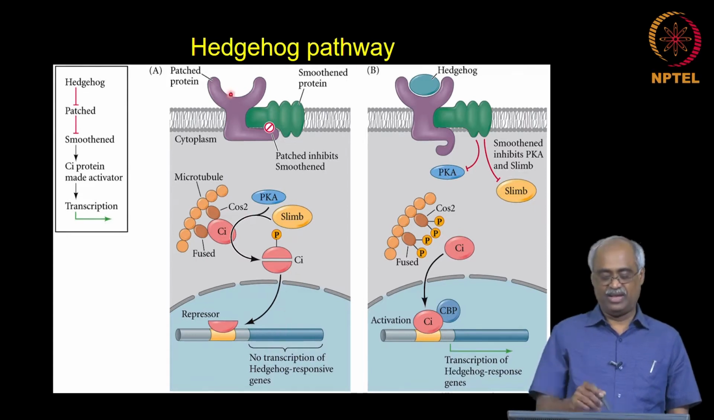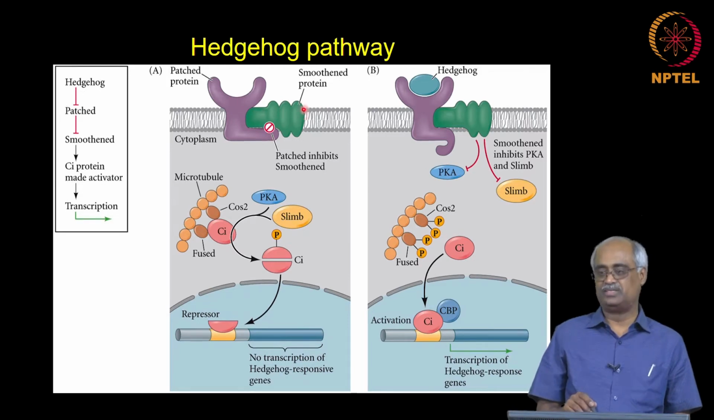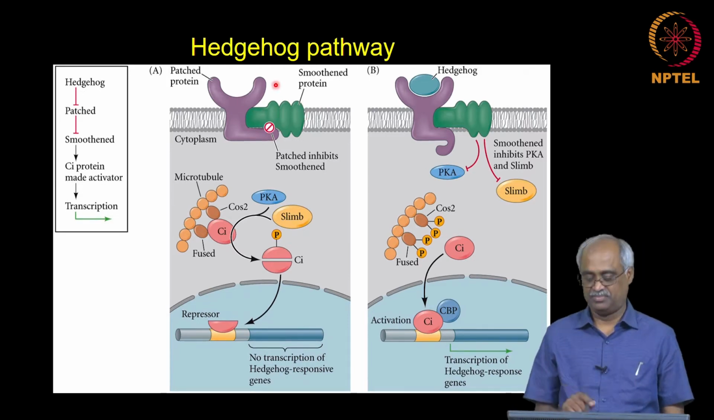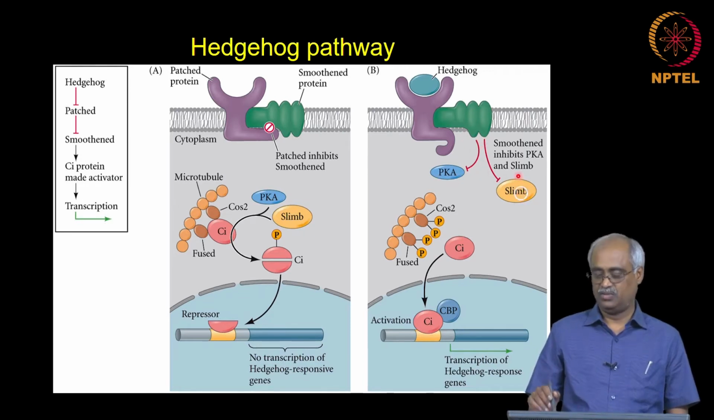And whenever you have Hedgehog binding to this transmembrane receptor called Patched, which otherwise keeps the other membrane bound protein, Smoothened, in a repressed condition. These names are again based on the Drosophila embryonic phenotype. So when Hedgehog binds, this inhibition is released, and due to that Smoothened inhibits these two proteins. People still do not know clearly the molecular mechanisms involved in it. So the end result is these two are inhibited, one.